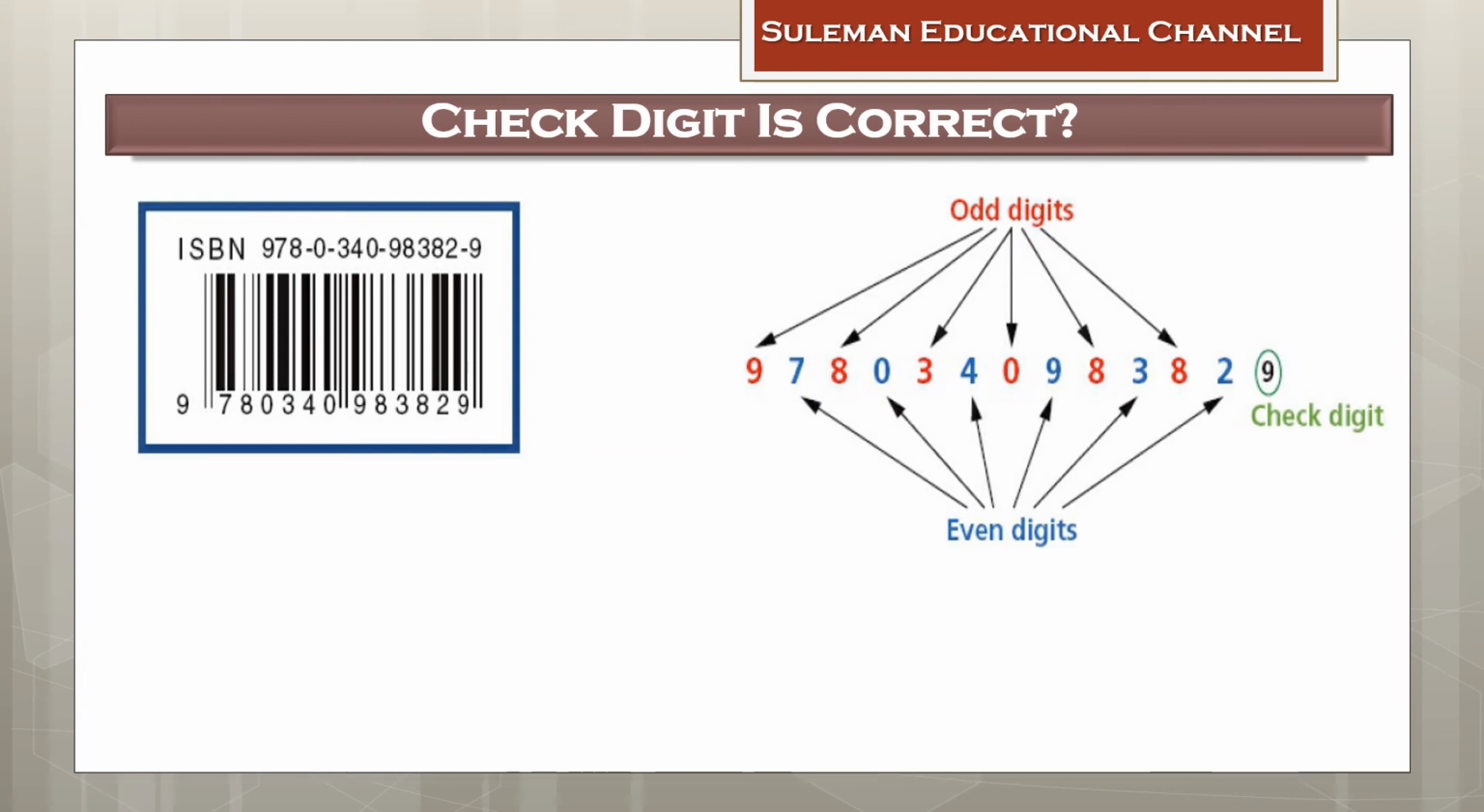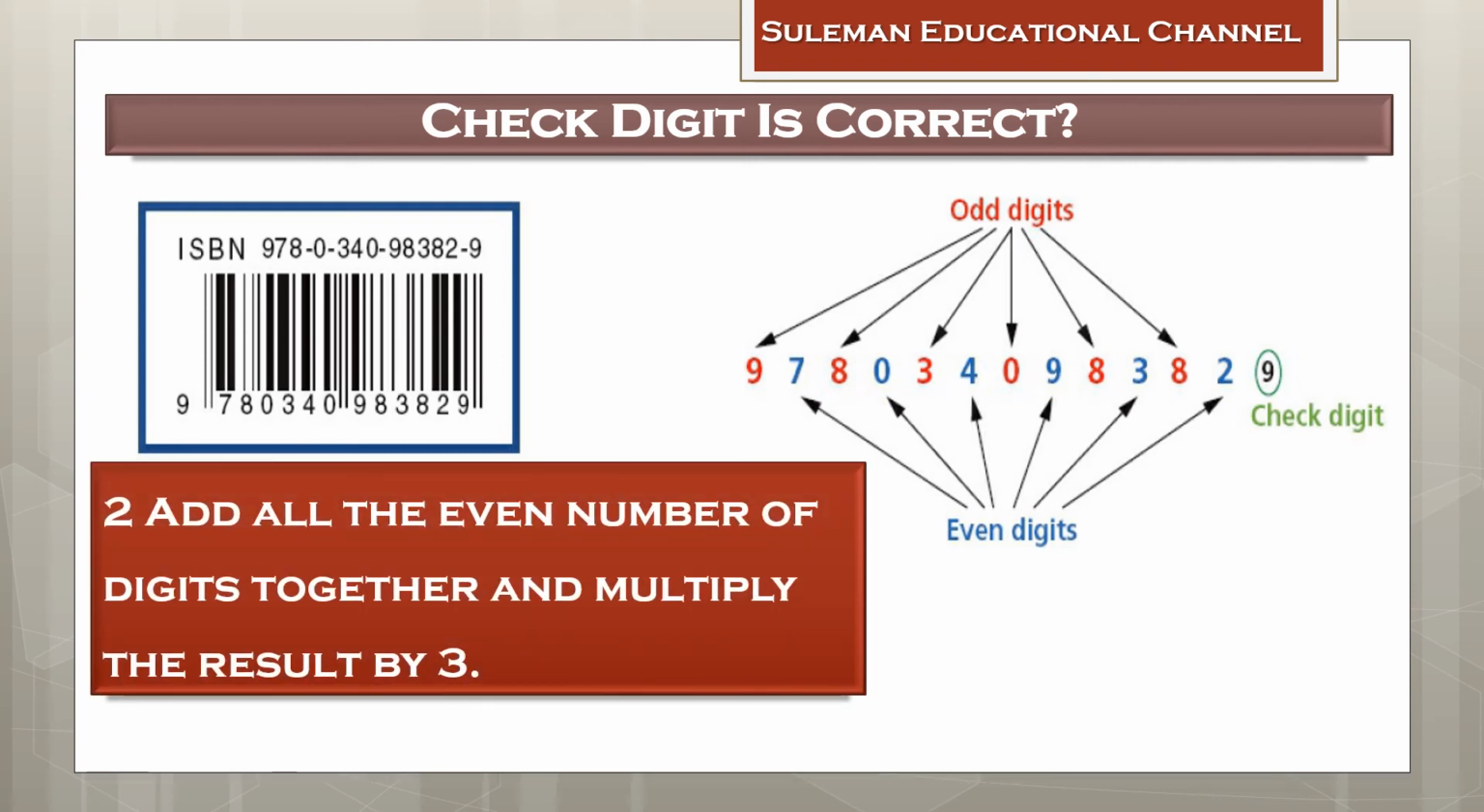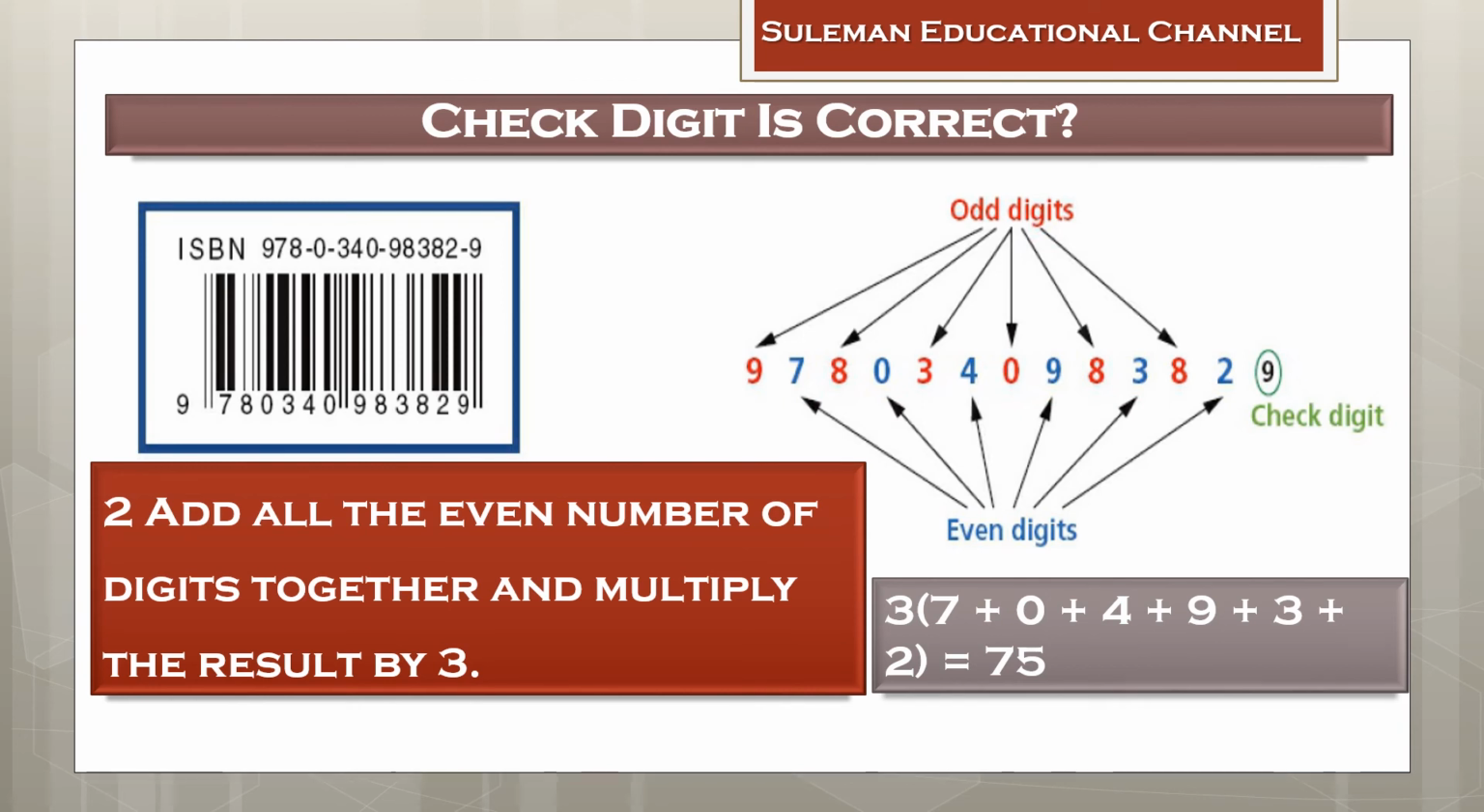The second step is to add all the even position digits together and multiply the result by 3. From the diagram, all the ones highlighted in blue should be added. That is 7 plus 0 plus 4 plus 9 plus 3 plus 2. The result is 25. So 25 multiplied by 3, the result is 75. This is step 2.